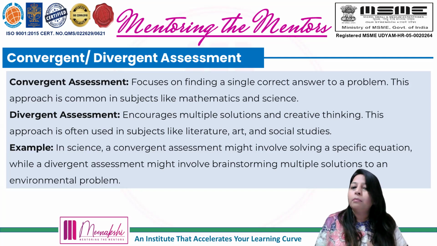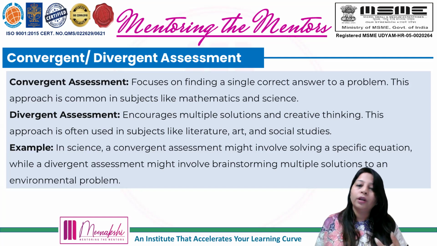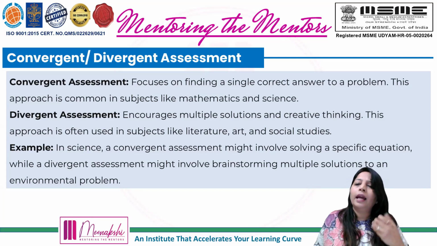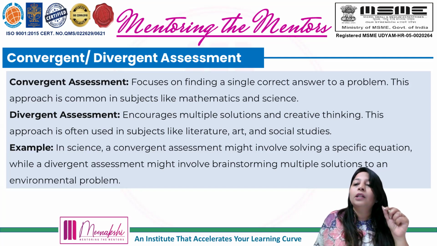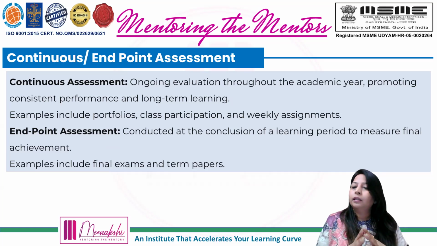While divergent assessment might involve brainstorming multiple solutions related to the environment, sustainability, right? It can be maybe how we can take care of our health, how the digestive system can be improved. Such kinds of questions, we can even talk about open-ended questions, where we accept and appreciate open-ended questions. So what is your way, how are you going to assess, whether you want convergent or divergent assessment? And then another related point is continuous or end point, right?